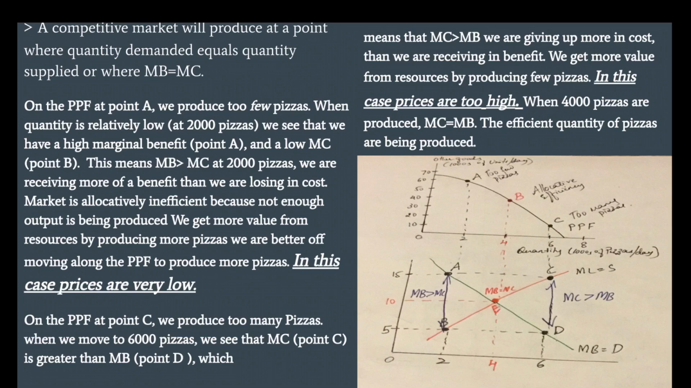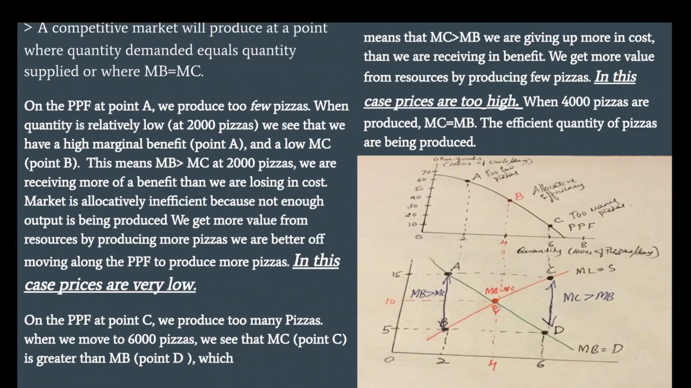On the PPF at point A, we produce too few pizzas. When quantity is relatively low at 2000 pizzas, we see that we have a high marginal benefit at point A and a low MC at point B. This means MB is greater than MC at 2000 pizzas. We are receiving more of a benefit than we are losing in cost. The market is allocatively inefficient because not enough output is being produced. To get more value from resources, we are better off moving along the PPF to produce more pizzas. In this case, prices are very low.